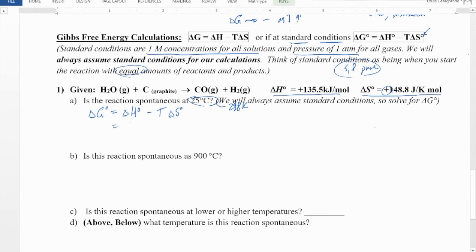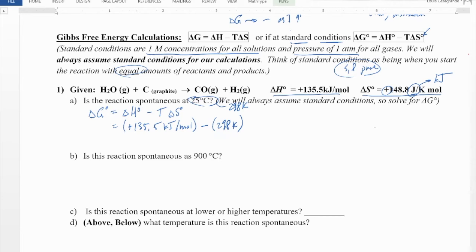So we plug in delta H, positive 135.5 kilojoules per mole, minus the T, 298 Kelvin. Now, be careful, the delta S naught is in joules per mole. So we have to make sure that we convert joules to kilojoules. Otherwise, you're not going to be matching up, and it's like trying to add 1 penny and $1, it doesn't give you $2, right? If you have 1 joule and 1 kilojoule, it doesn't give you 2 kilojoules. You've got to be careful about things like that.